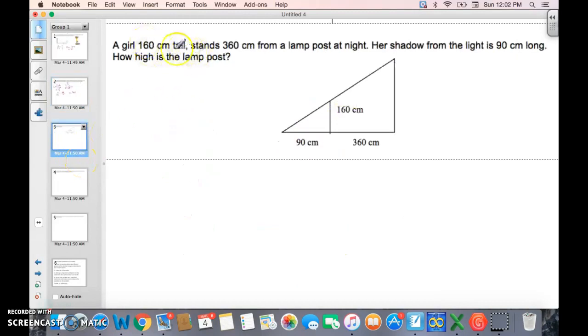All right, so I've got this girl. She's 160 centimeters tall, so I'm just going to draw the girl here.